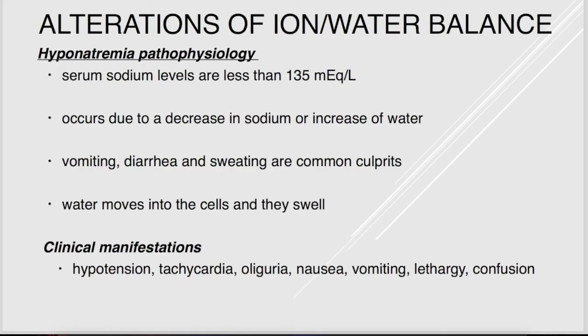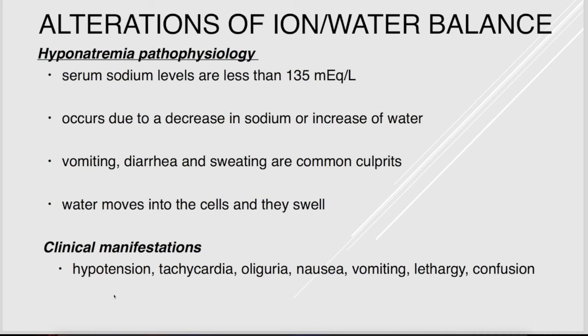Alright, then we talked about hyponatremia, which is when you have low levels of sodium, specifically less than 135 milliequivalents per liter in the blood. This can be due to an increase of water, which we'll talk about later in the class, but also a decrease in sodium. Common causes: sweating, vomiting, diarrhea, and basically when you lose that extra sodium outside of the cell, water is going to move into the cell, okay, and the cells will swell up.